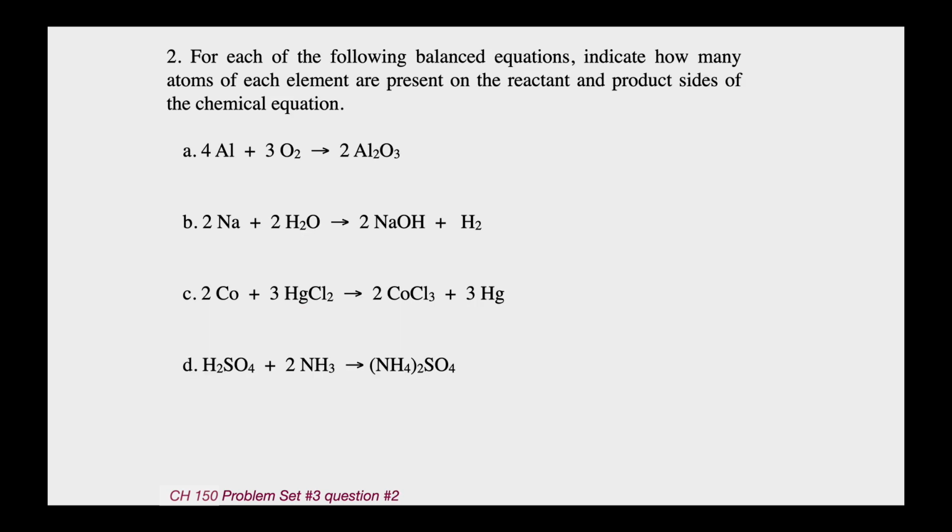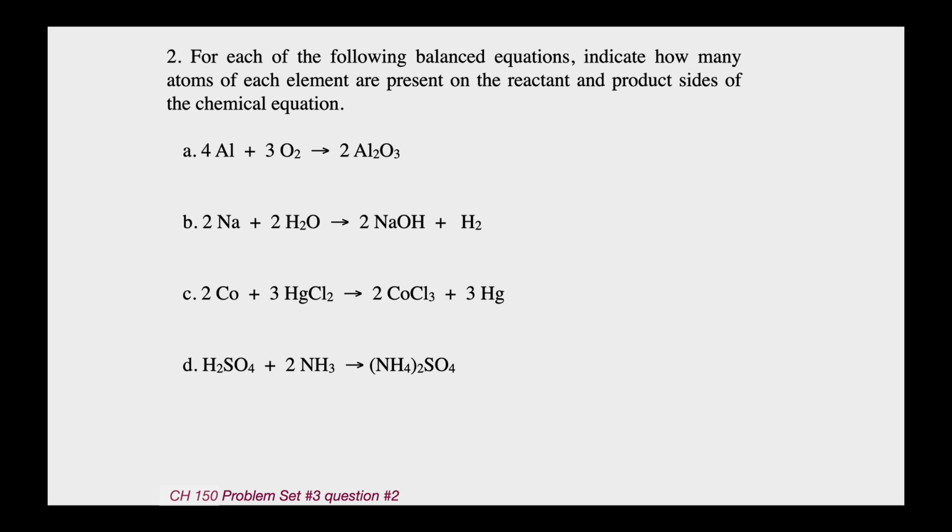For each of these balanced equations, indicate how many atoms of each element are present on the reactant and product sides of the chemical equation. Now, this is the whole idea behind having a balanced reaction. Balance just means that the atoms that go in are accounted for on the way back out. The relationships of the atoms to each other is probably going to change, and you're going to see that on all of these examples. But the atoms that go in equal the atoms that go out.